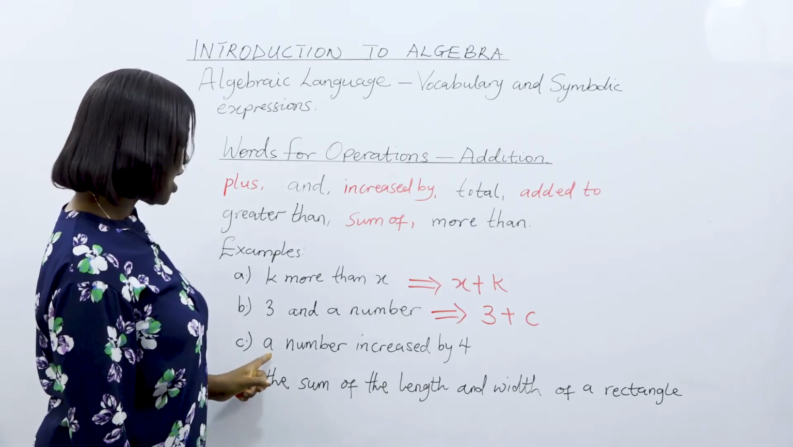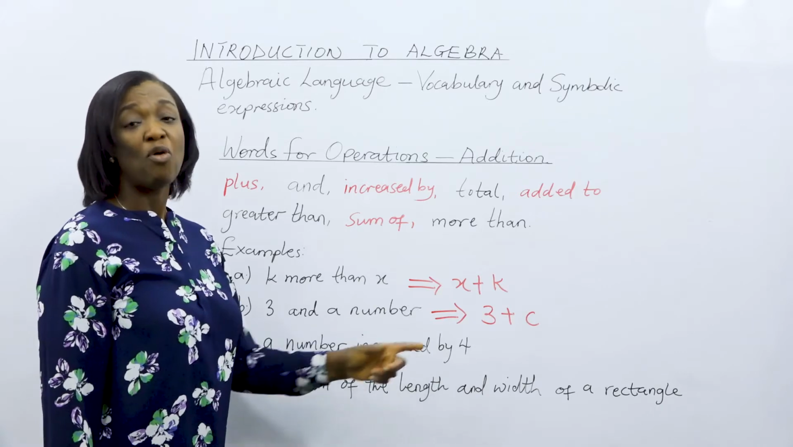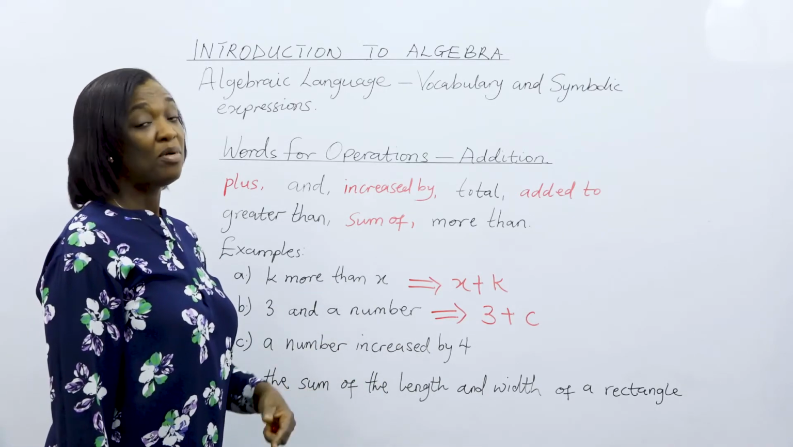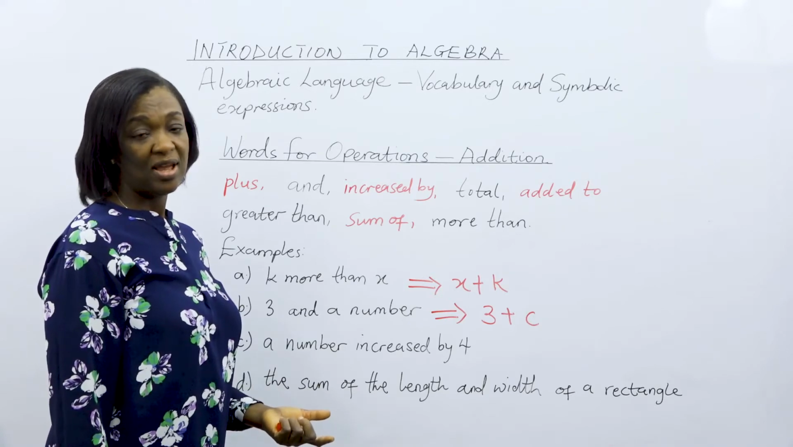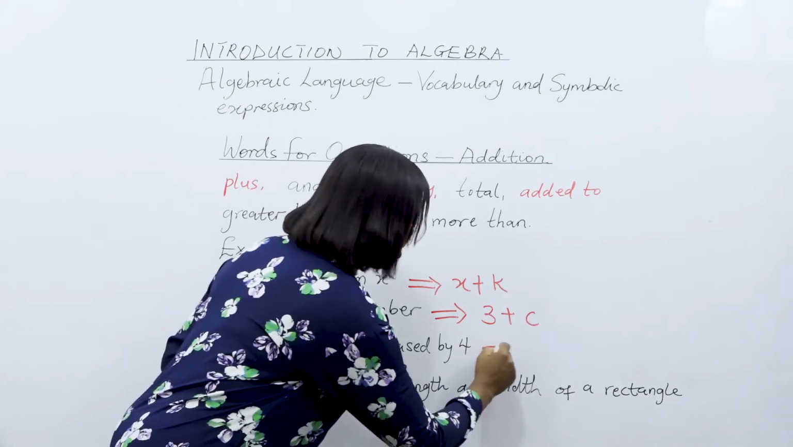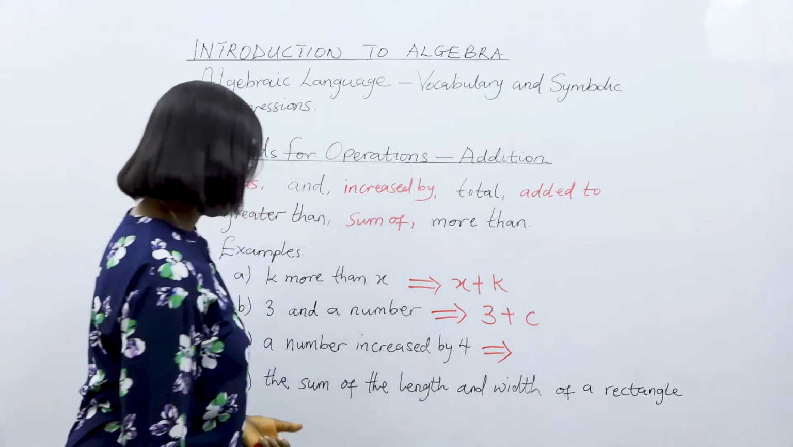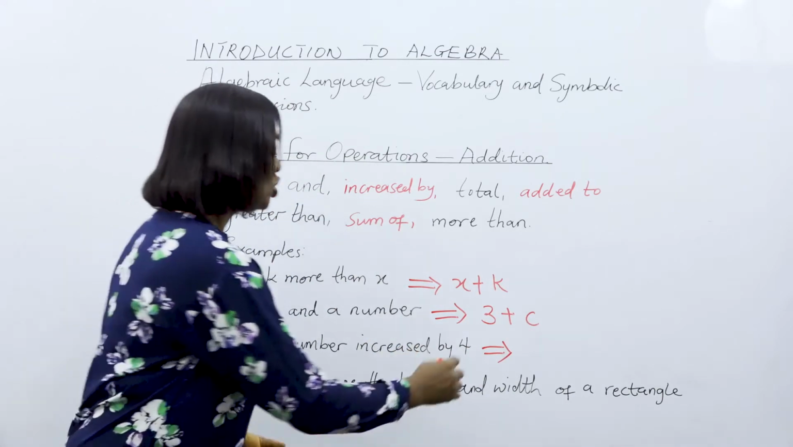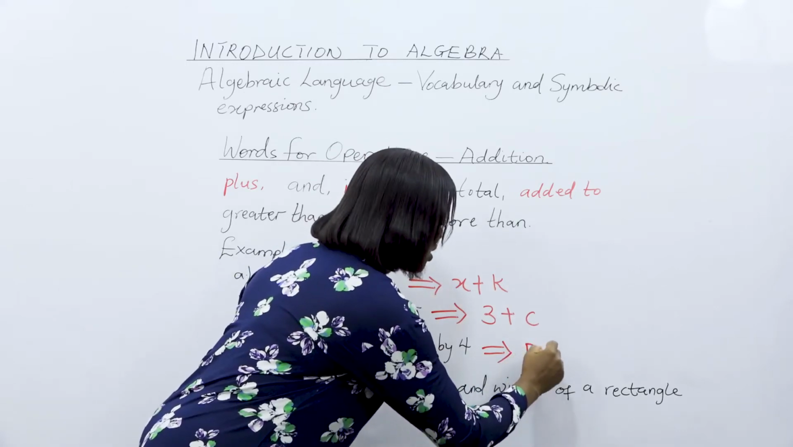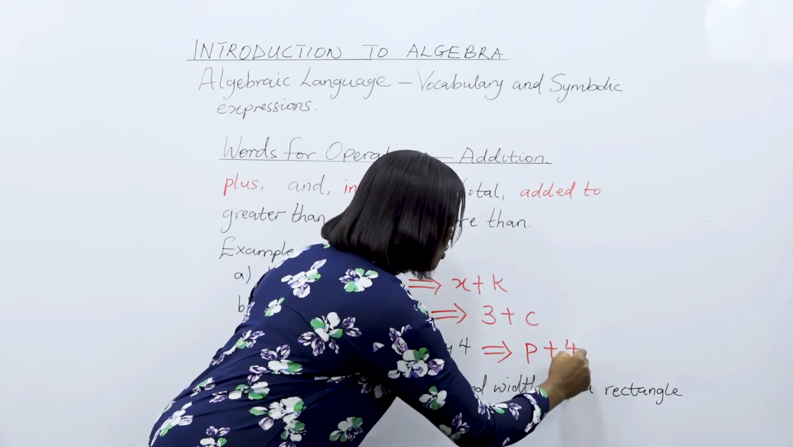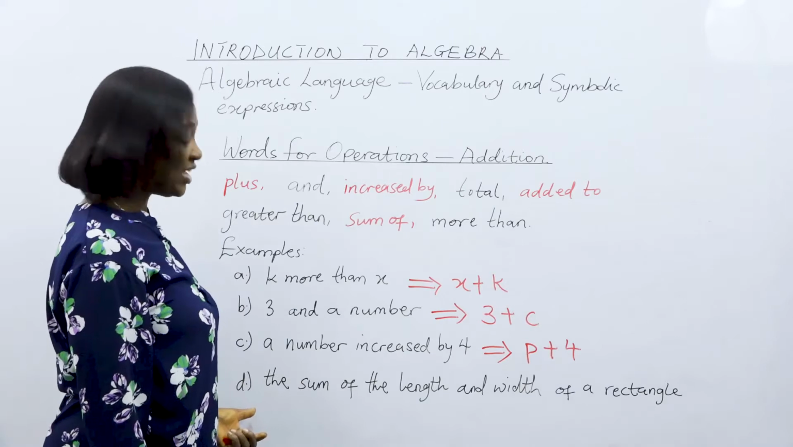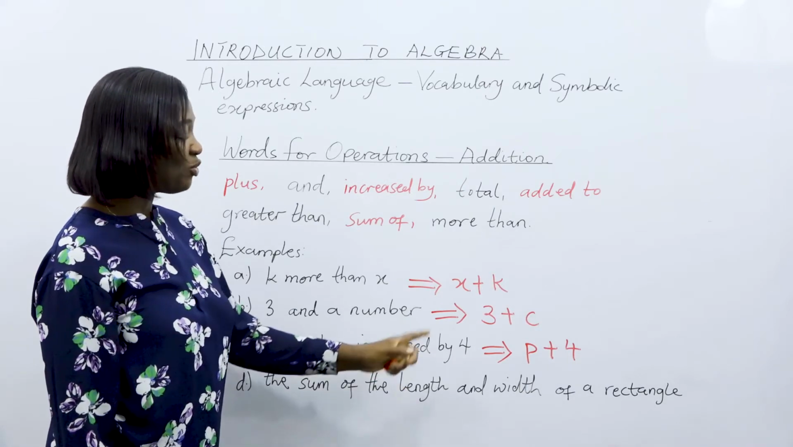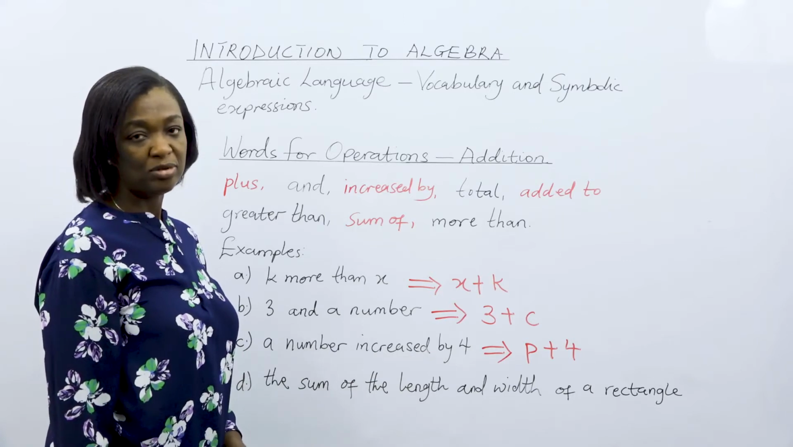Next, a number increased by 4. So let the number be P. That will mean P is a number and is increased by 4. So it will be P plus 4. The next example is the sum of the length and width of a rectangle.